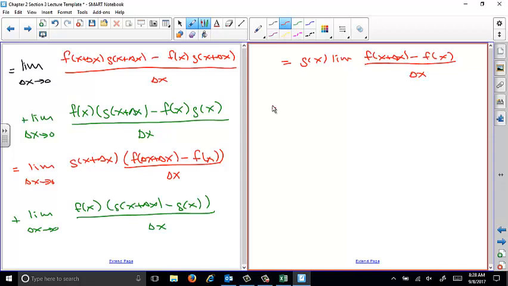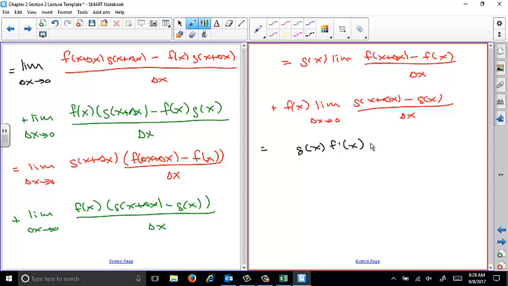And the same thing on the other one. When this comes outside, it'll just be f of x. And the second term will be the one where the limit's applied. But by definition, this is f prime of x, and this is g prime of x. So we can then write the final answer. So what we have is g of x times f prime of x plus f of x times g prime of x. And there you go.